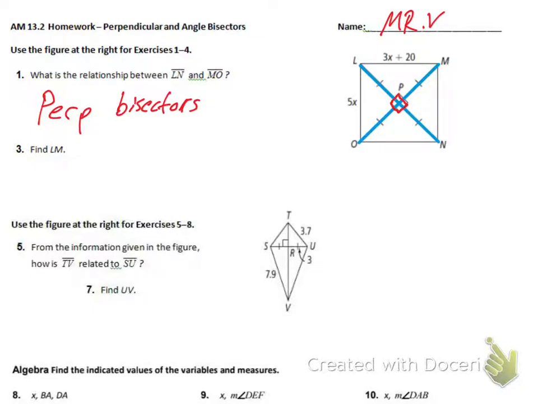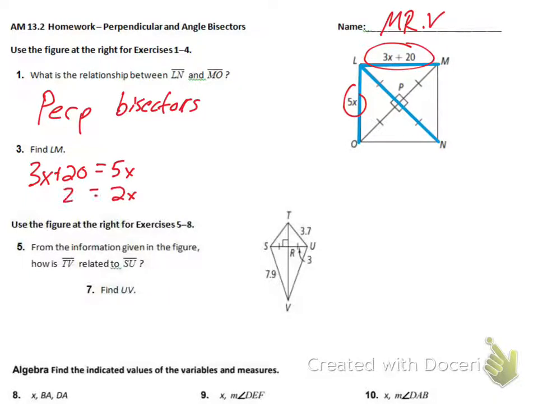All right, so then it asks us to find, for number 3, LM. So LM, I know that because we have a perpendicular bisector here, right? That this line is going to be equal to this line. So all I need to do is set this equal to this. So 3x plus 20 is equal to 5x. So then I would minus the 3x, 2x is equal to 20, x is equal to 10, but I'm not done there. That's not my final answer. It says find LM. So I just got to plug it back in here.